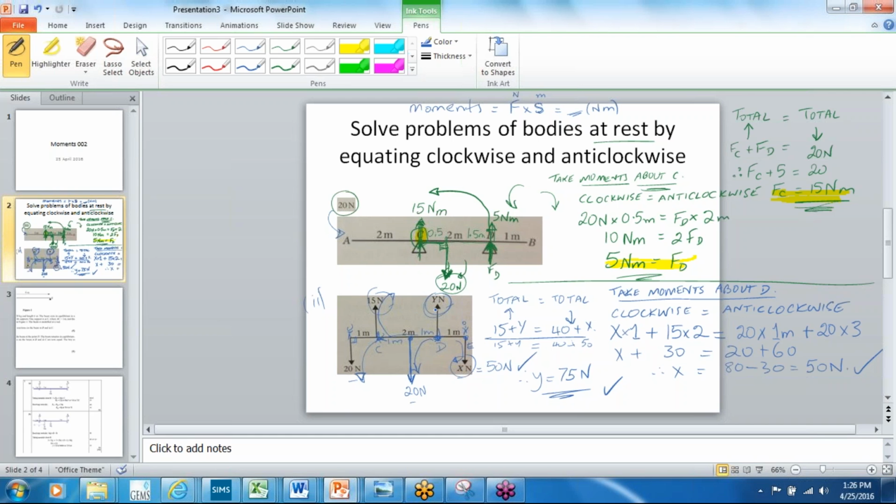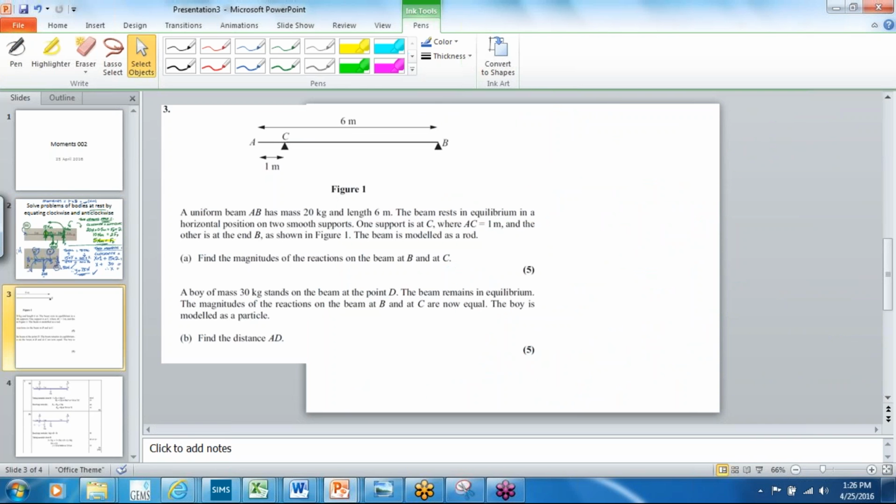Let's move forward into the question at hand. That was a warm-up activity. And here is our actual exam question. So we're sitting our exam, we look at a question for what? We've got a moments question.